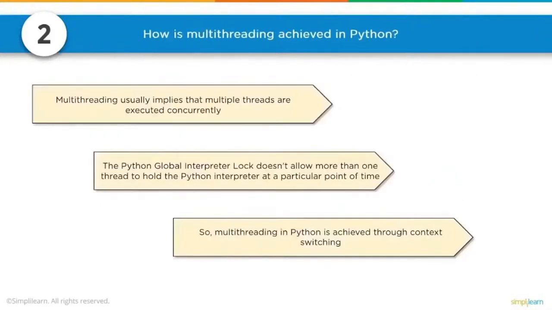Number 2, how is multi-threading achieved in Python? Oh, this is a good one. This question is actually asking you, do you know the difference between multiprocessing and multi-threading and how multi-threading works? Multi-threading usually implies that multiple threads are executed concurrently. The Python global interpreter lock doesn't allow more than one thread to hold the Python interpreter at that particular point of time. So multi-threading in Python is achieved through context switching. It's very different than multiprocessing, which actually opens up multiple processes across multiple threads.